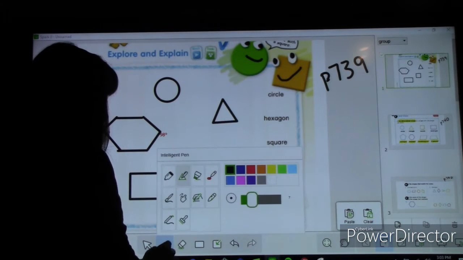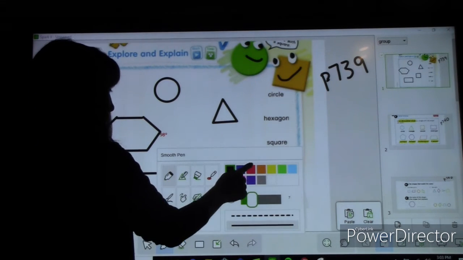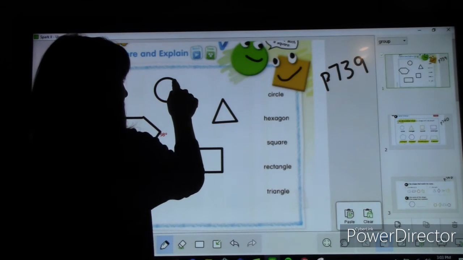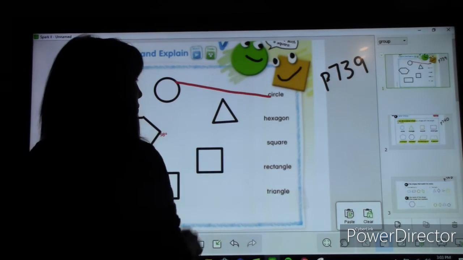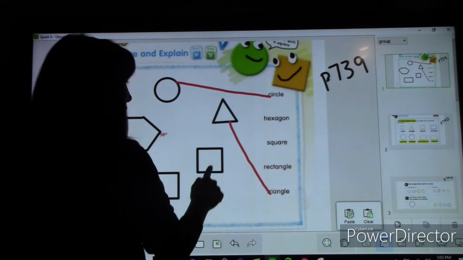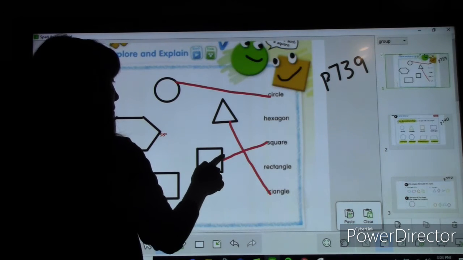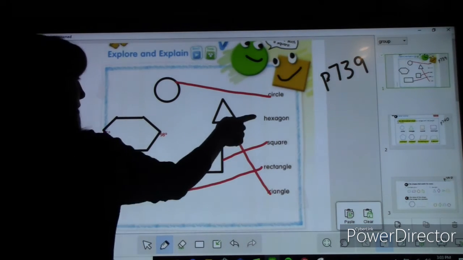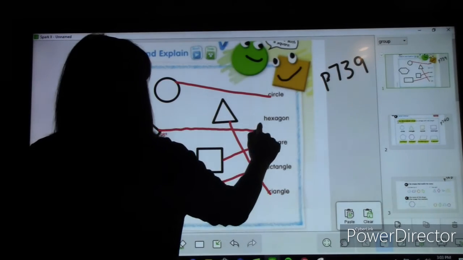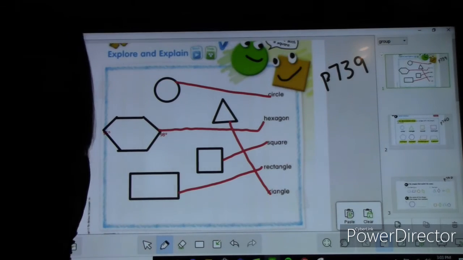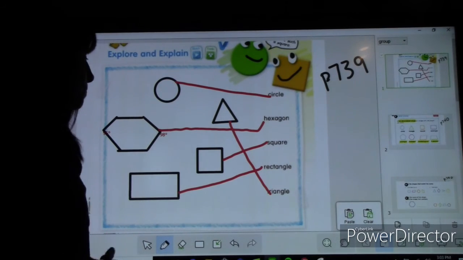The next thing that they want us to do is to draw a line from each of our shapes to the name of it. So I'm going to draw a line from the circle to the word circle, from the triangle to the word triangle, from the square to the word square, from the rectangle to the word rectangle, and from the hexagon to the word hexagon. Try and keep your lines nice and neat so that you can tell what they're pointing to.